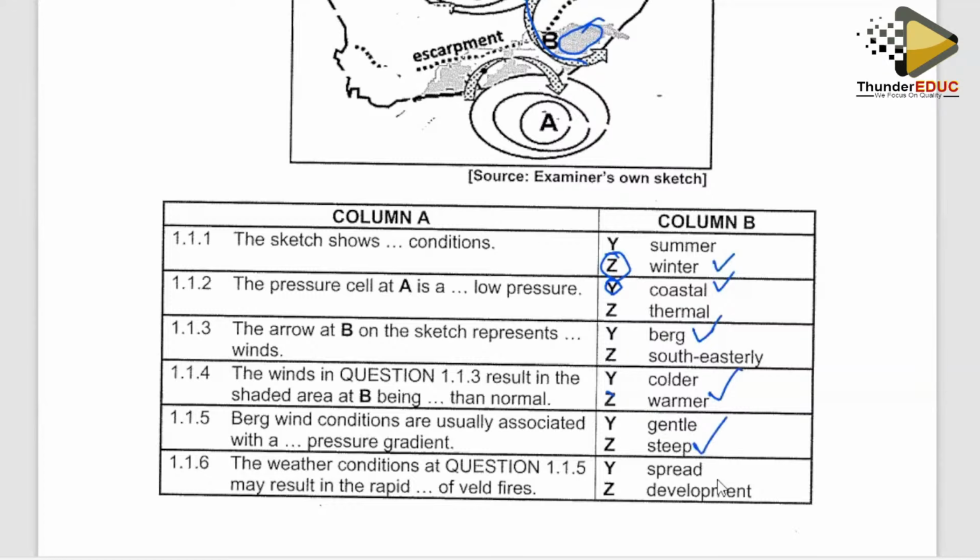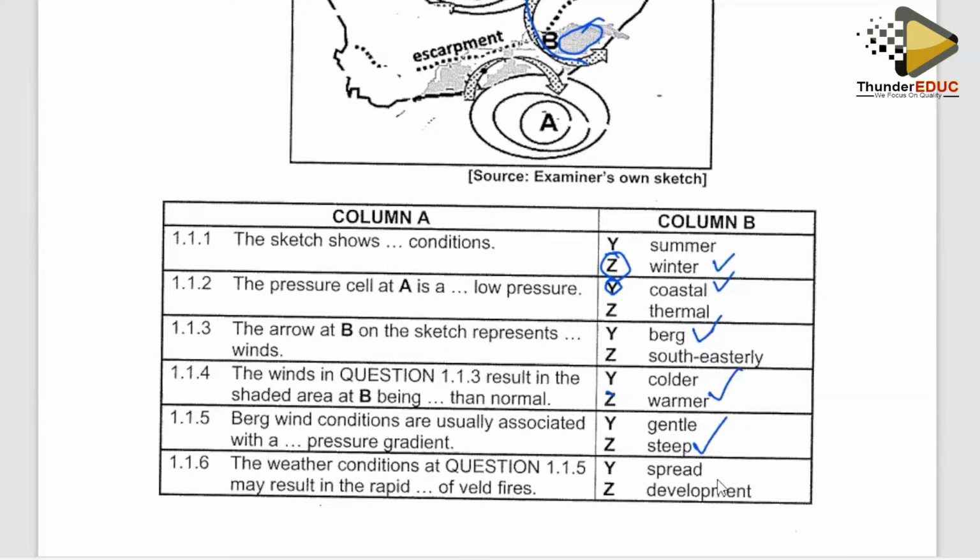We understand if there's steep pressure gradient, we tend to find the development of strong winds because of the nature of pressure gradient. If gradient is gentle, we have gentle winds. But in this instance, our backwinds, they are gusty winds, they are strong winds. Why? Because there's steep pressure gradient from the interior as they go towards the coastal areas.